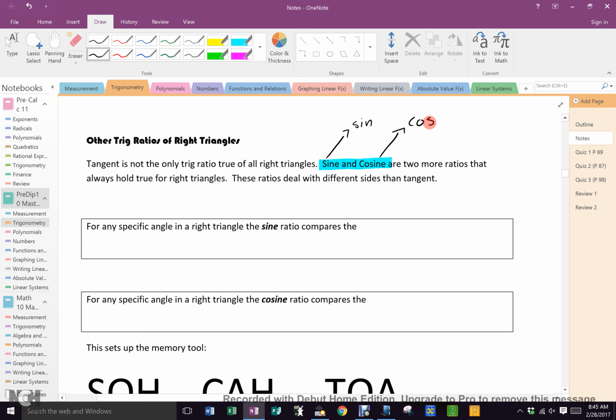So, they deal with different sides than the tangent. And what is that different side? The hypotenuse. How did we go back? That's what makes you a grown-up. You're getting there. This is practice.